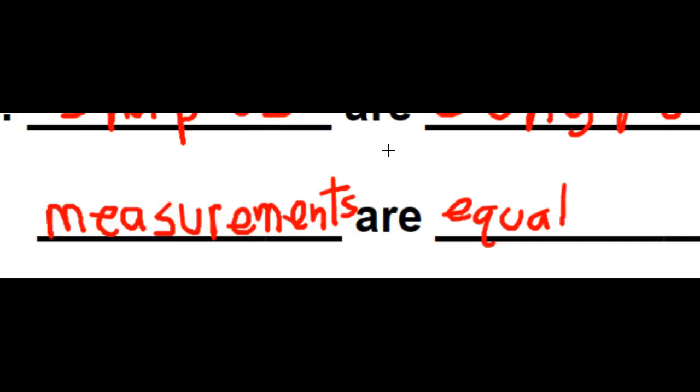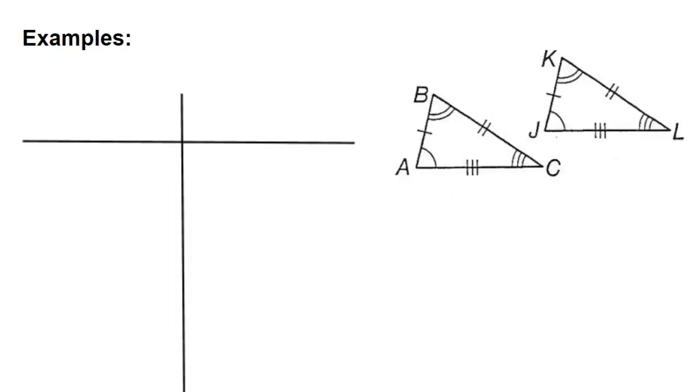Okay, so shapes are congruent. Measurements are equal. There you go. Let's take a look at a few examples.